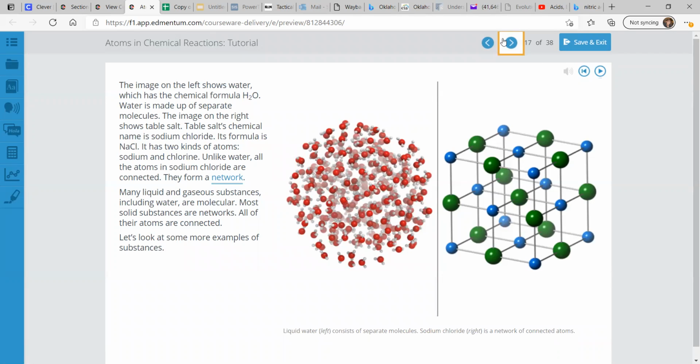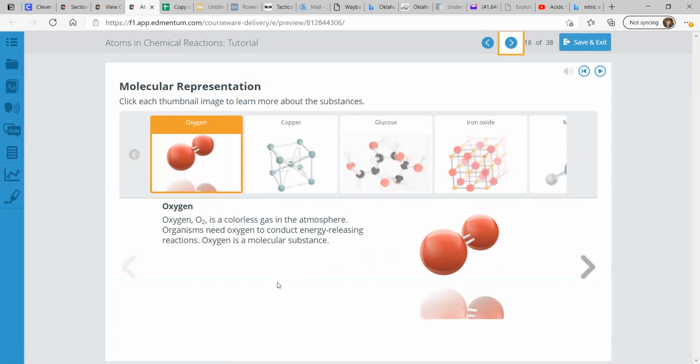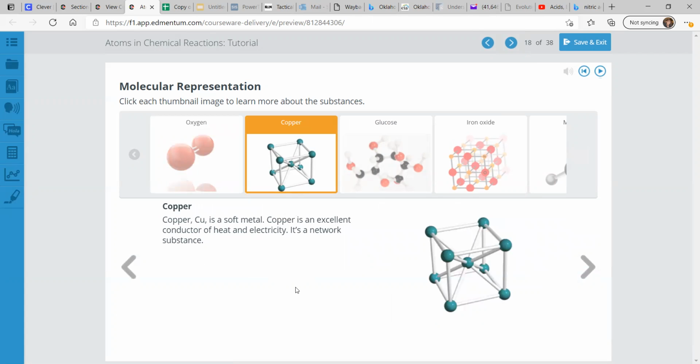Let's look at some more examples of substances. All right, so we have different pictures of molecular representation. We have oxygen, O2, a colorless gas in the atmosphere. Organisms need oxygen to conduct energy-releasing reactions. Oxygen is a molecular substance. Copper is a soft metal. Copper is an excellent conductor of heat and electricity. It's a network substance, so it looks more structured.